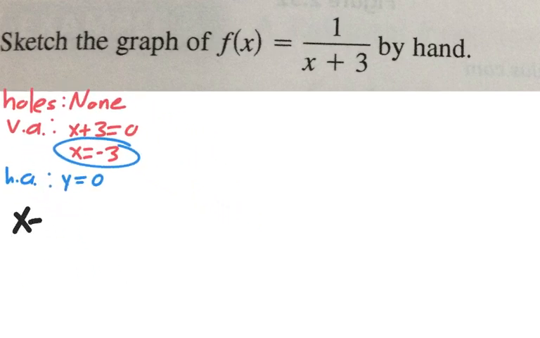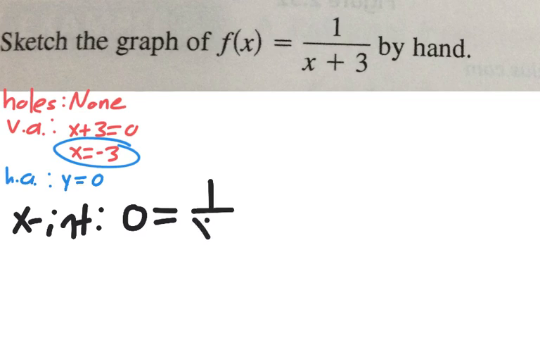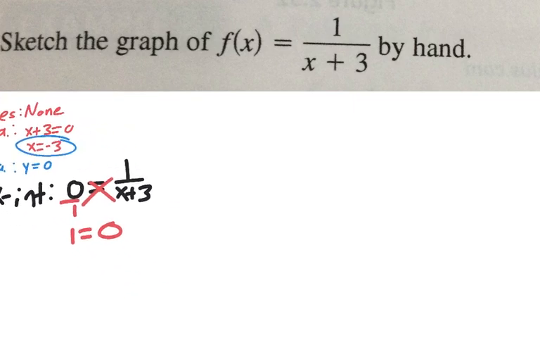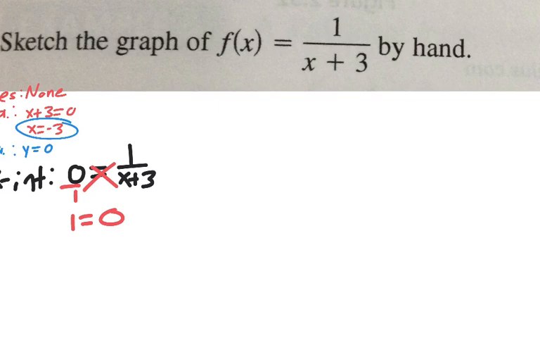Next, we're looking for the x-intercepts. X-intercepts happen when the y value is 0. Plug in 0 for y and solve. So I put it over 1. Cross multiply. That tells me 1 equals 0, which is an error, right? There is no more x. That means there are no x-intercepts.